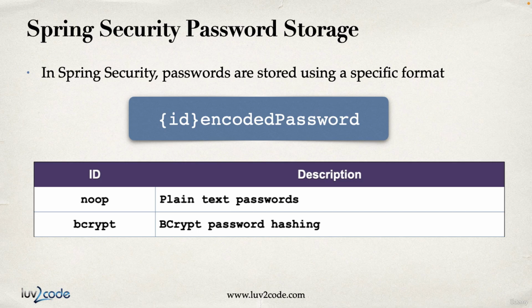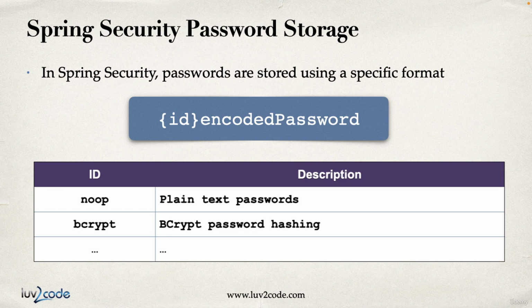And then you have bcrypt, and that's for bcrypt password hashing. Basically, that's one-way hashing or one-way encryption. You take the password and you hash it using a given bcrypt algorithm, and it's stored in that fashion. Bcrypt is a very popular hashing algorithm that's used now, and that's the one that we'll use in this video series.